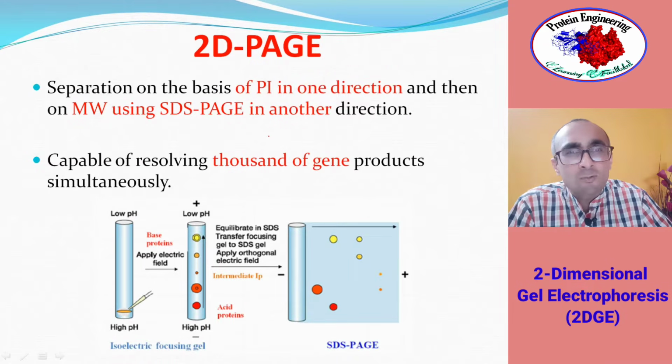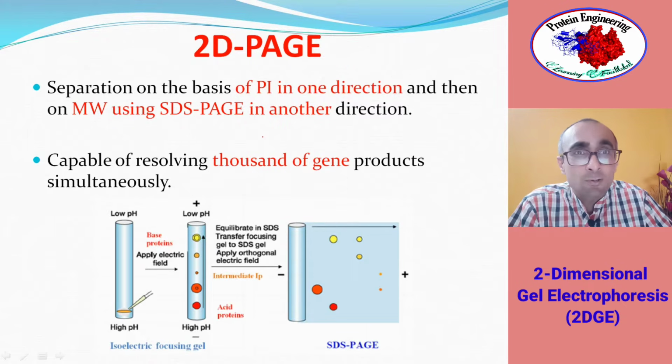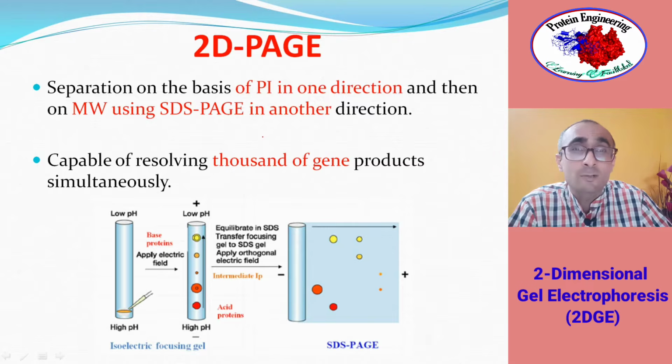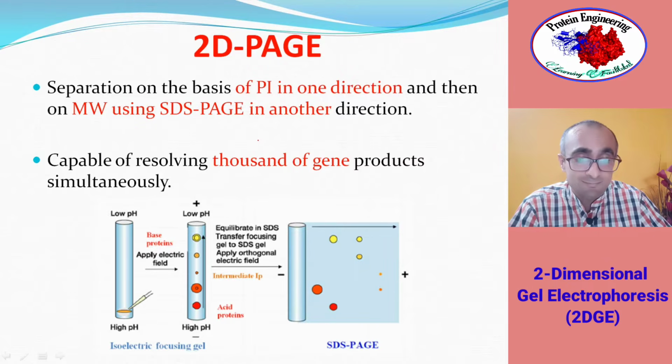Two-dimensional gel electrophoresis or 2D PAGE separates the entire proteome in the first dimension on the basis of their isoelectric point, and in the second dimension on the basis of the size of the proteins. Because it uses two different properties of the proteins to separate them, 2D GE is capable of separating thousands of proteins simultaneously.